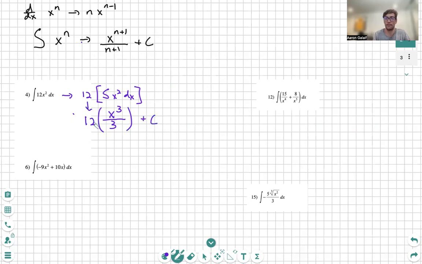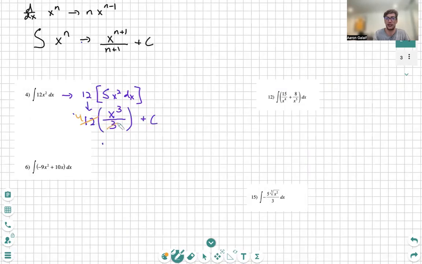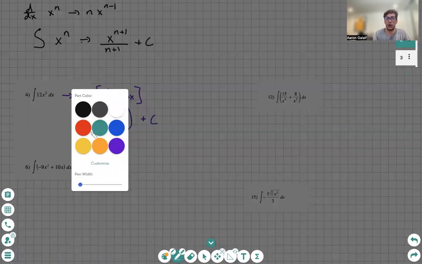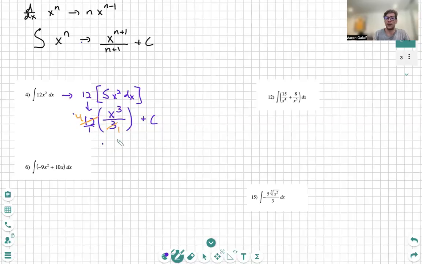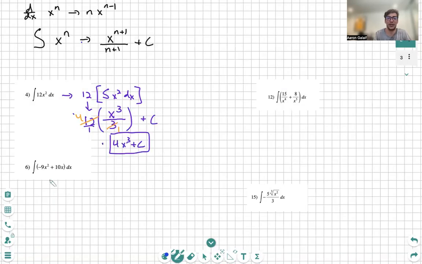Next, we are just going to combine and multiply these two terms. 12 divided by 3 will give us, well, let's just write our cancellation step to make it clear, because we can put 12 over 1. And we see our final answer is 4x cubed plus c. Boom. Let's move on. Same thing here.